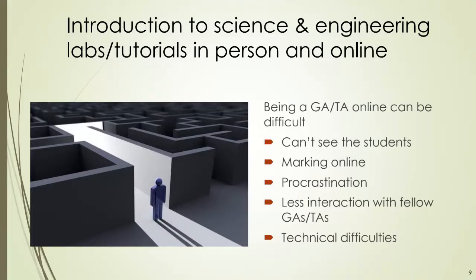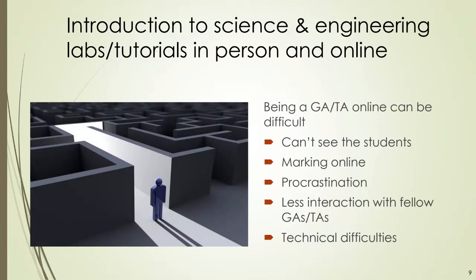All right. So I just want to give a brief introduction into how science and engineering labs and tutorials work, both in person and online. Most of you have probably been on the student side of a tutorial or a lab in science or engineering, so you have an idea of what the GAs and the TAs are there to do. For the most part, they're there to help the students succeed. They're there to answer questions. And they're also there to help the professor in marking, because there can be very large class sizes and there's just not enough time for the professor to mark everything. So they'll give that out to some of the GAs or TAs to help save some time.